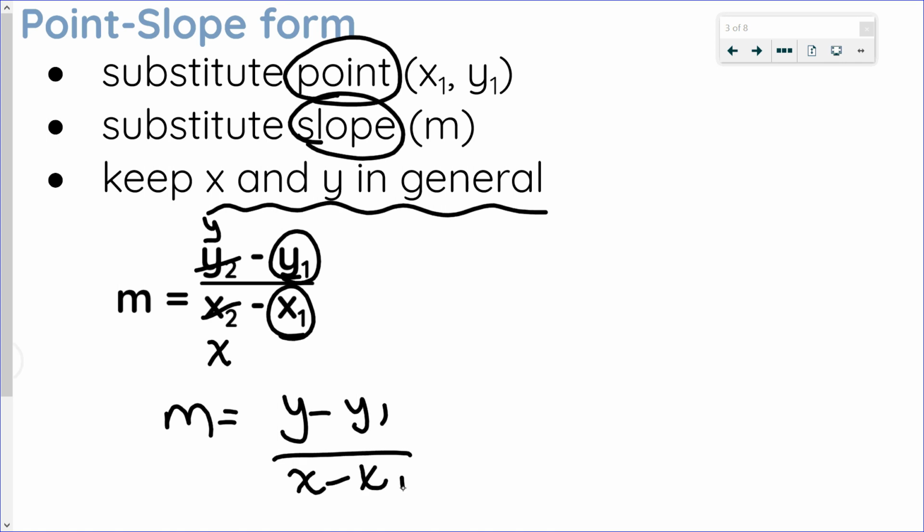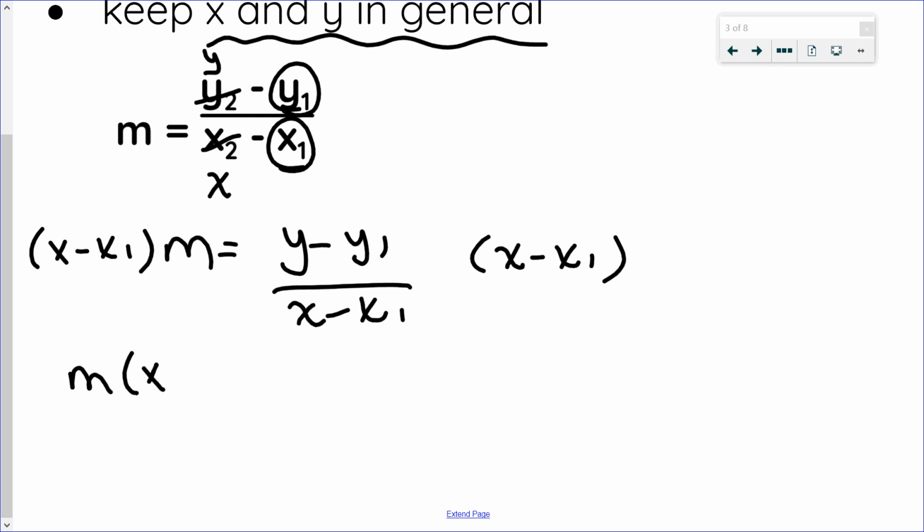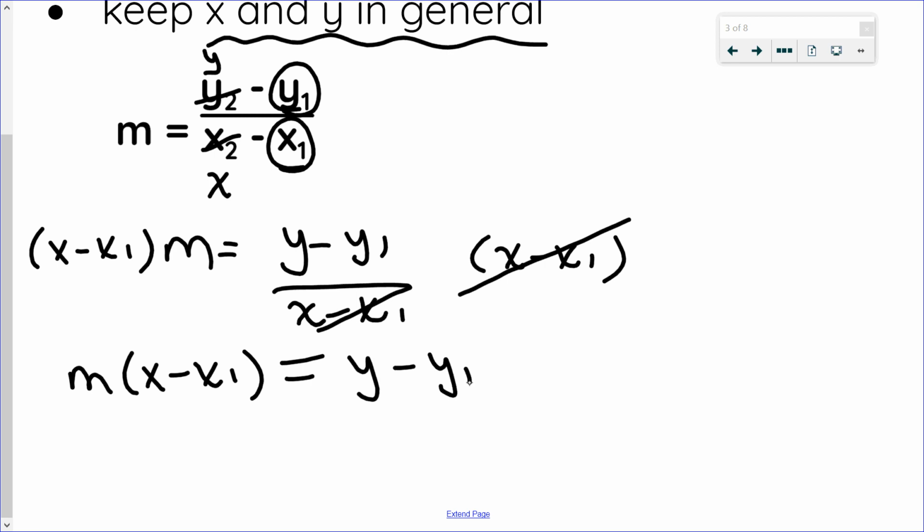Now let's get rid of our fractions. Since I've divided by x minus x1, I'm going to do the inverse, which is multiply by x minus x1. But I need to remember it's an equation, it has balance. What I do to one side, I must do to the other. So on this side here, I really have m times (x minus x1). On this side, multiplying and dividing by the same number cancels out, and I'm left with y minus y1. This is the point slope form of a line.